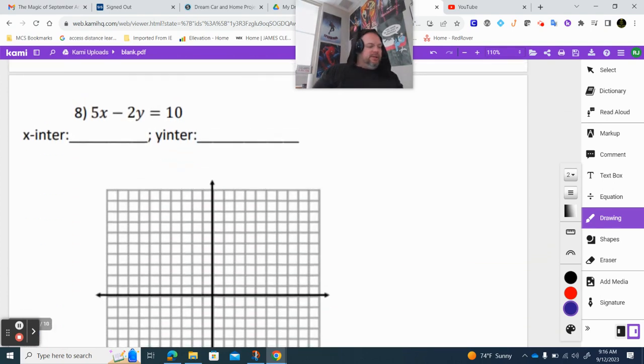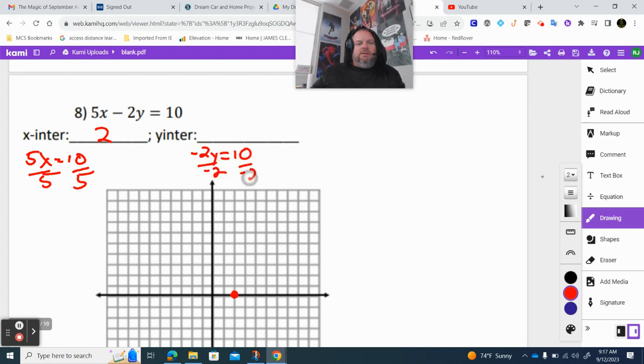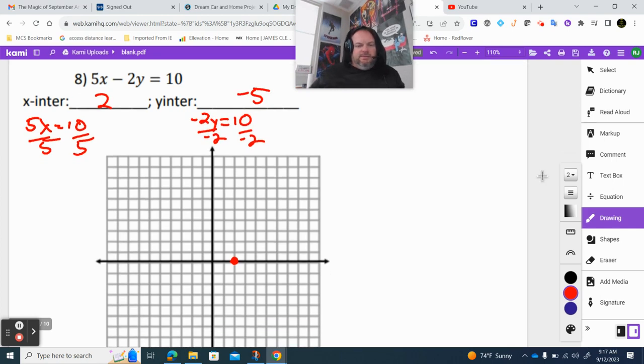Ooh, number 8, we actually have to do stuff. All right, we cover this up. I'm left with 5x equals 10. So I get 2. Negative 2y equals 10. Negative 5. So 1, 2, 3, 4, 5. All right.